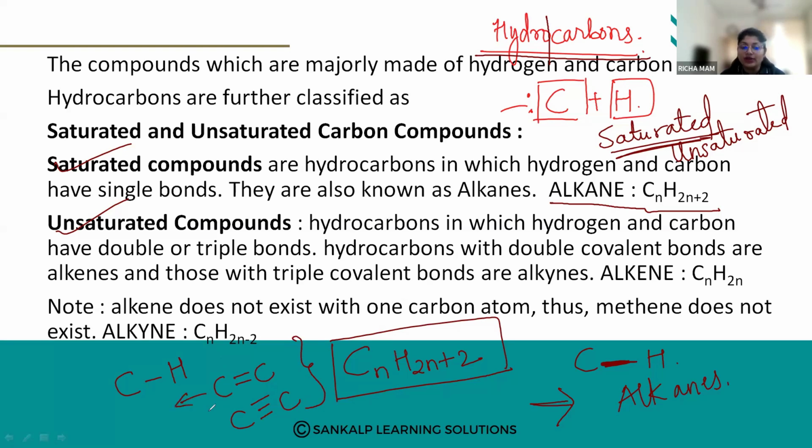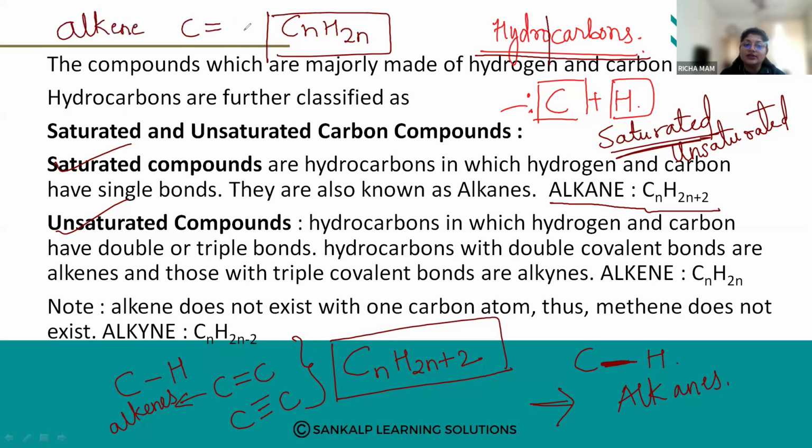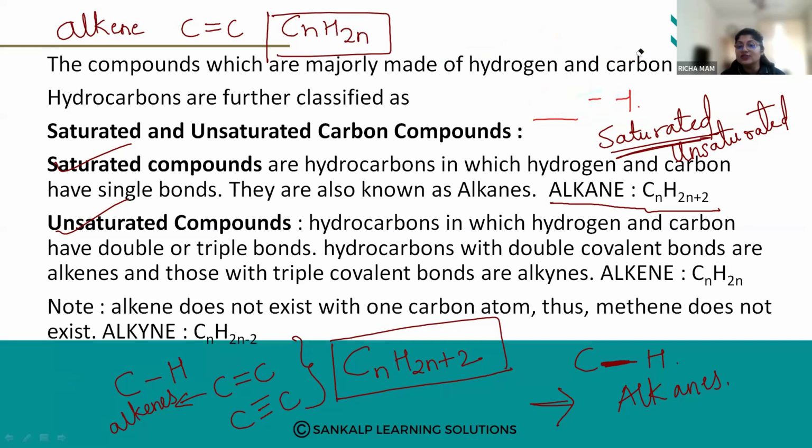Now, if you have a double bond between the carbon atoms, then it is called alkene. What is the general formula of alkene? It is CnH2n. So they are called alkene when you have C double bond C, between the carbon-carbon atoms. They come under the unsaturated compounds.